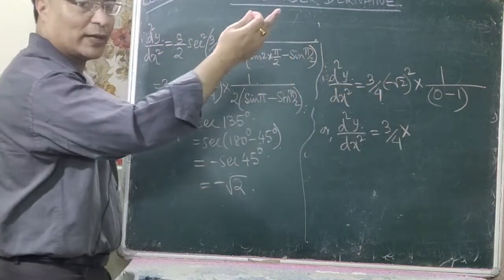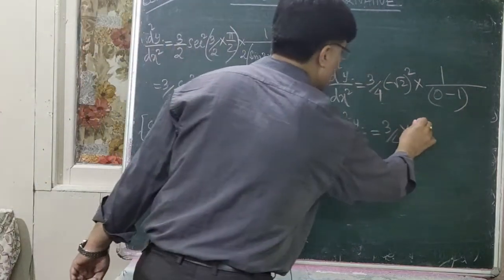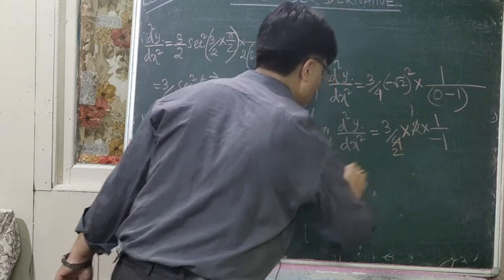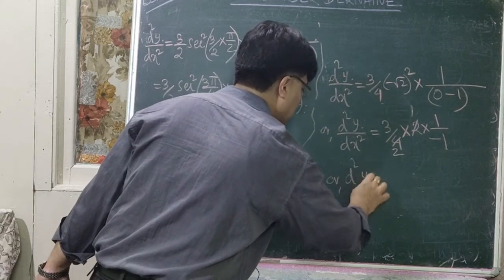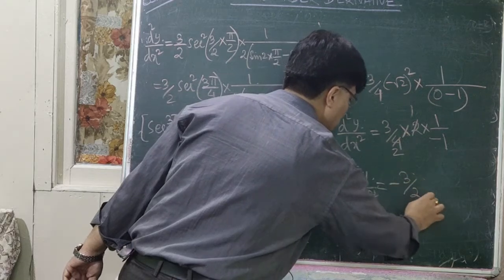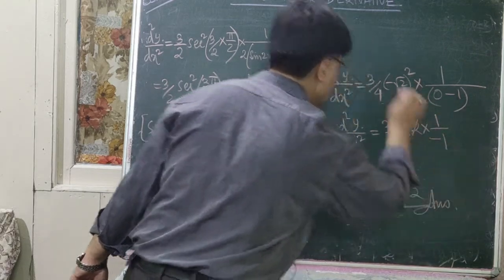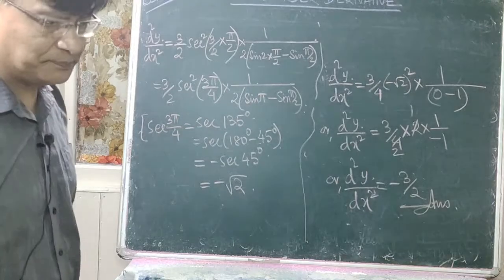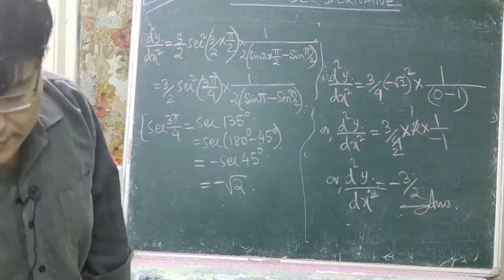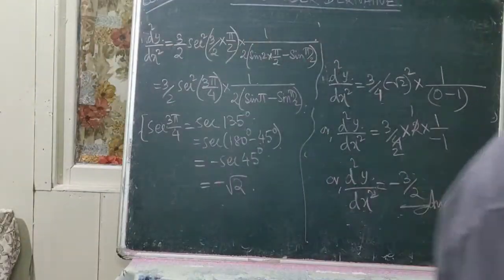So this d2y by dx square is equal to 3 by 4 into, what is minus root 2 whole square? Minus into minus, plus root 2 whole square is 2, into 1 upon minus 1. So 2 1s are 2, 2 2s are 4. So what is the final answer in this case? So d2y by dx square is equal to minus 3 by 2. So this is the final answer. This question carries 4 marks, so it's very, very important. Okay. Now we'll do the next question.